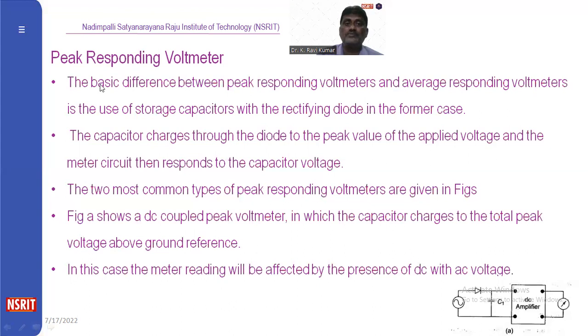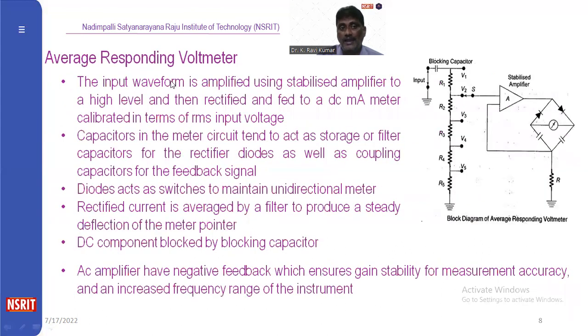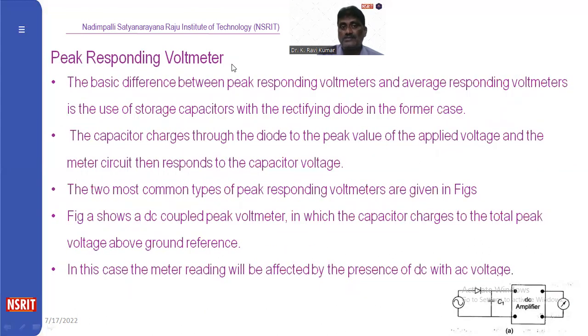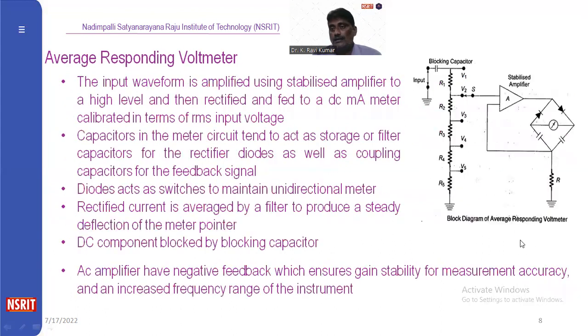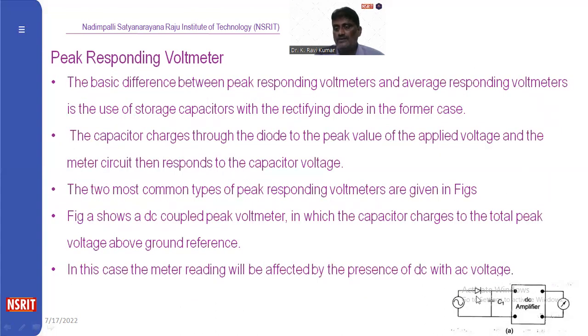The basic difference between the peak responding voltmeters and average responding voltmeters is the use of the storage capacitors with the rectifying diodes in the former case, compared to the previous circuit, that is the average responding voltmeter. In the peak responding voltmeter, we are not using two diodes or two capacitors in the form of a bridge. Only a single diode and a single capacitor. For an AC signal, the capacitor will be charged.